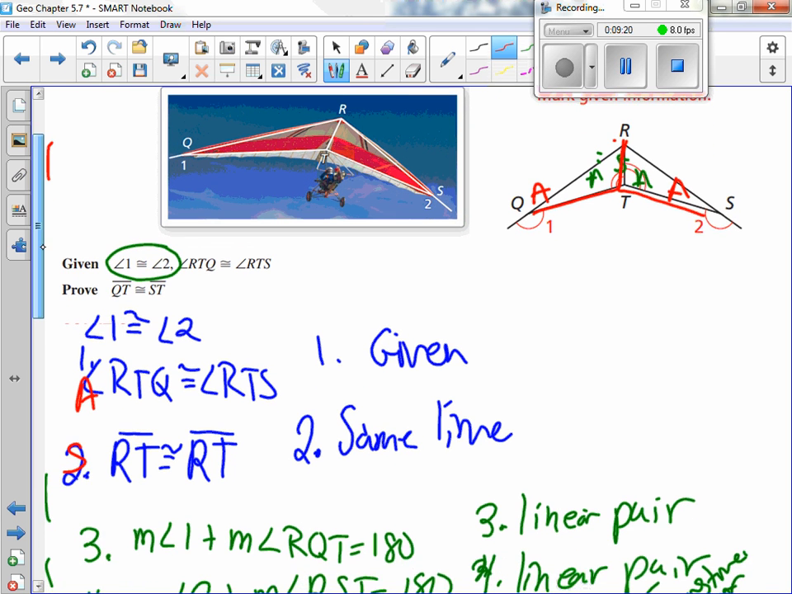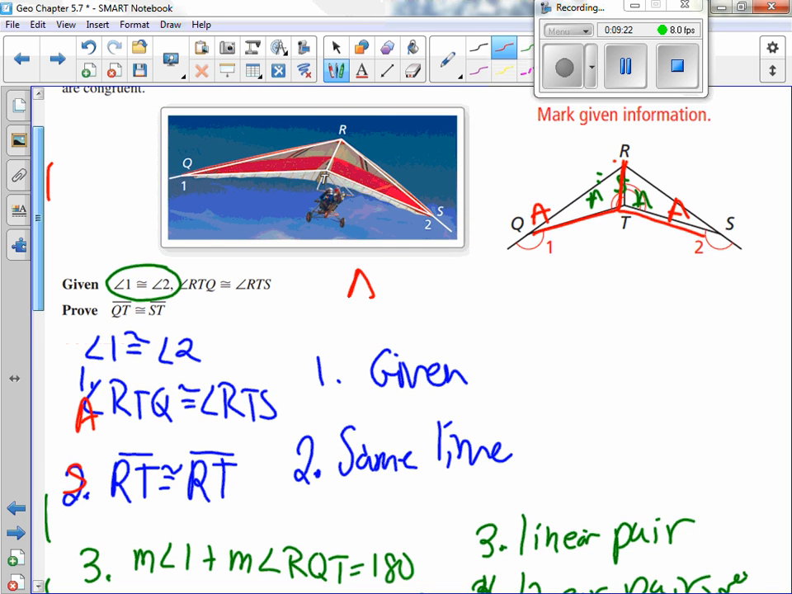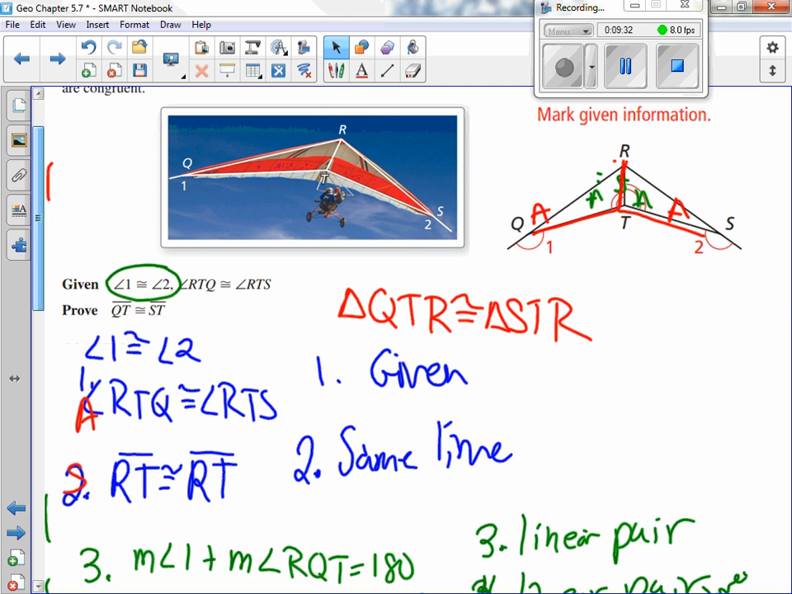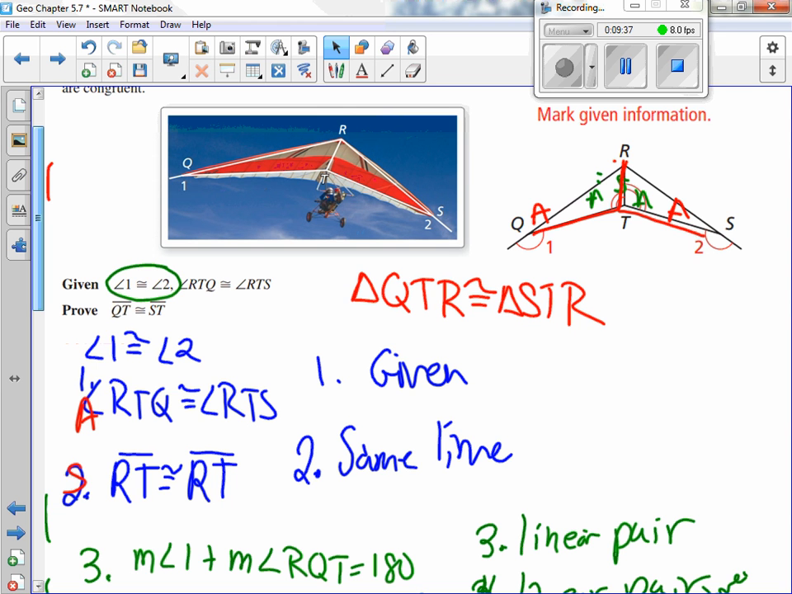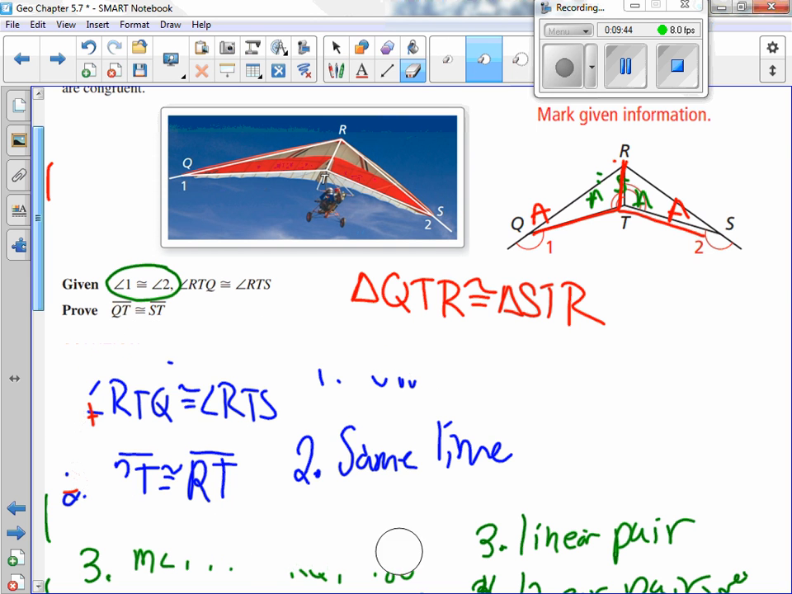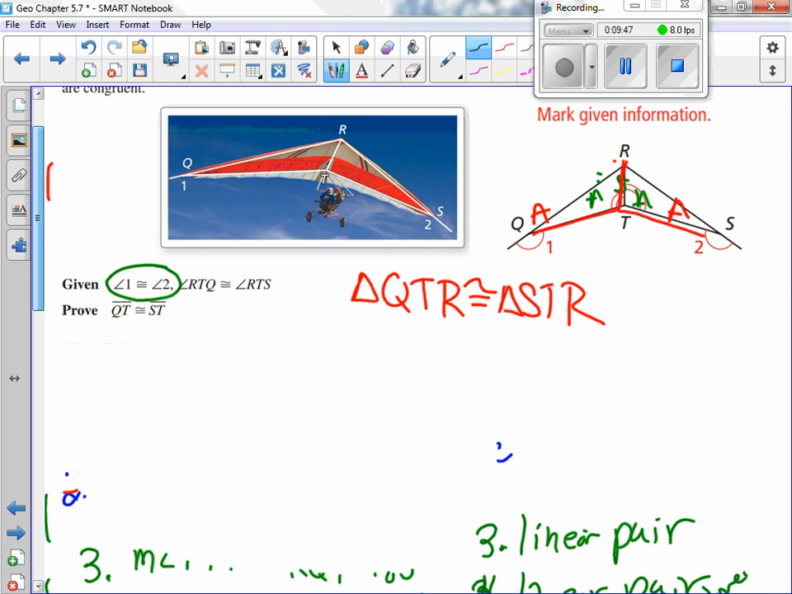So this means we can say that triangle QTR is congruent to triangle STR by our what? Why can we say this is true? How do we know the two triangles are congruent? By our side angle angle.